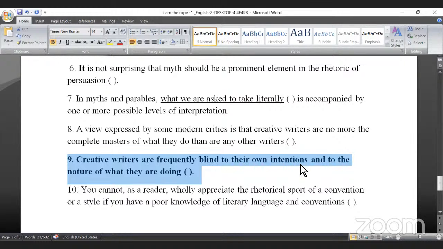To their own intentions, but even then this does not become a subordinate clause. Okay, we'll look at this a little later. I'll have to look at it in a little close quarters to understand what it is. Creative writers are frequently blind to their own intentions. Blind to what? Okay, we'll look at it.